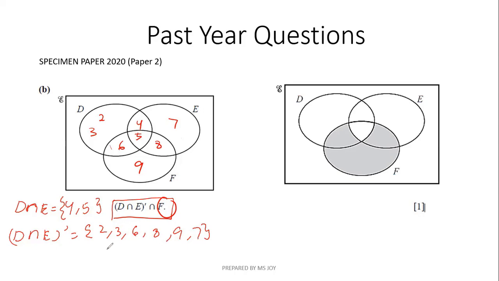Miss, 4 and 5 isn't prime. Yeah, it's prime what? Because D intersect E is 4 and 5, right? Teacher, but you asked for what are the prime of D intersect E. So shouldn't it be 4 and 5?